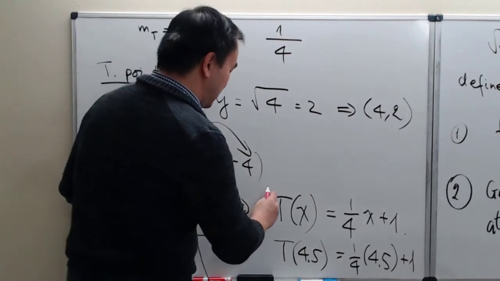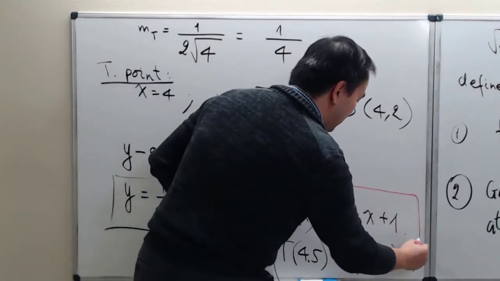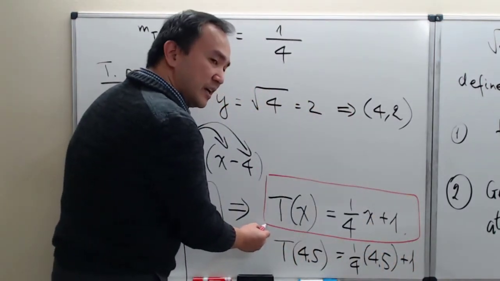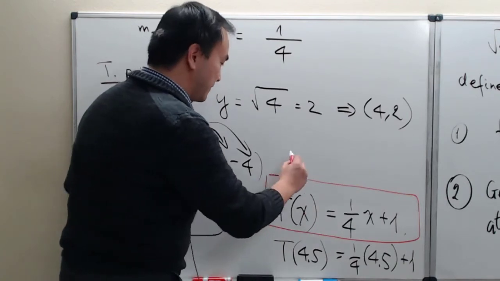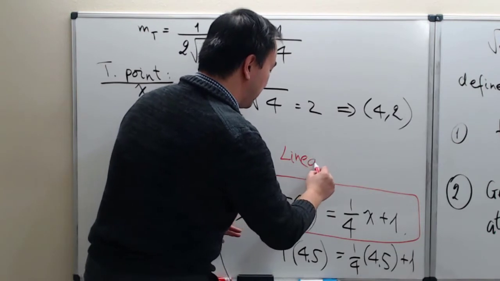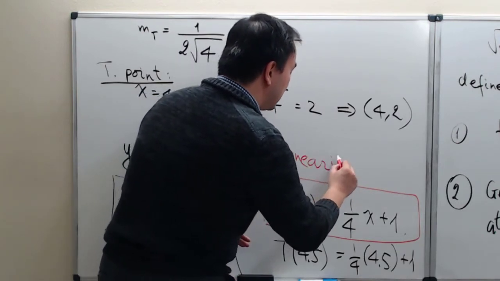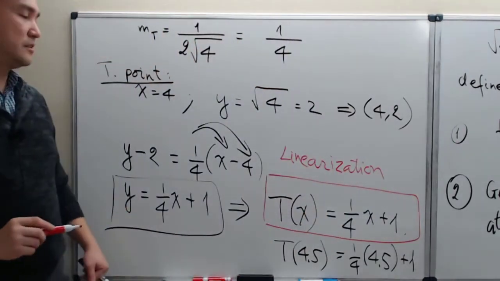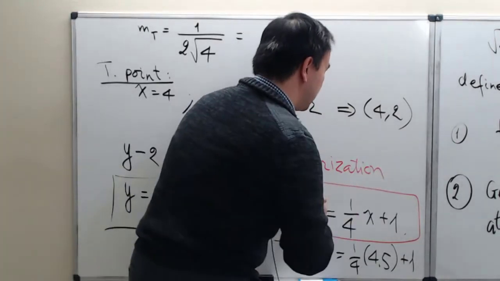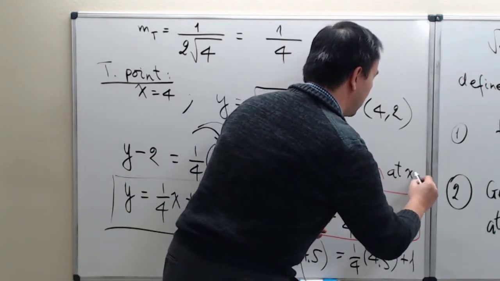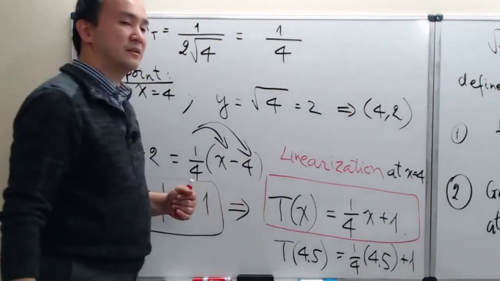So at the end, this tangent line equation that we now regard as a linear function, the formal term, we call this tangent line function right here the linearization. Okay, it's the linearization at x equals 4.